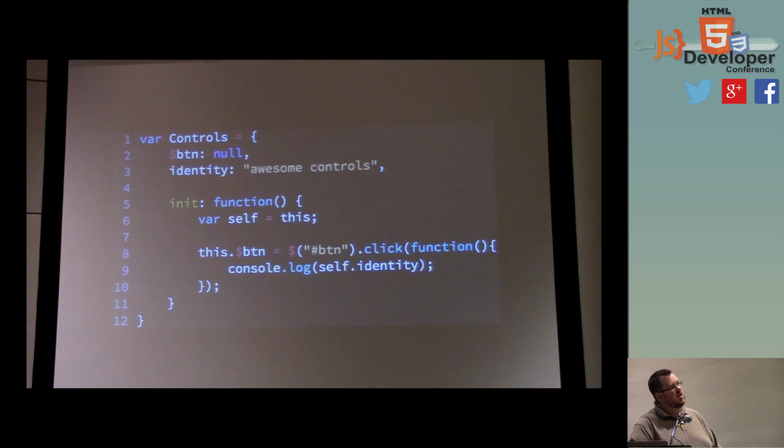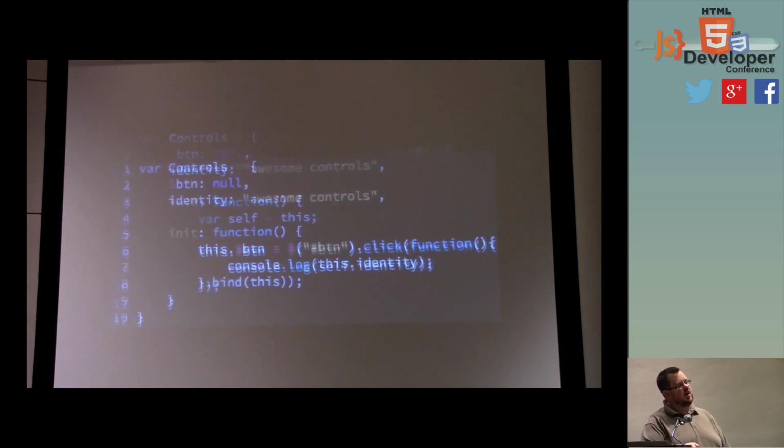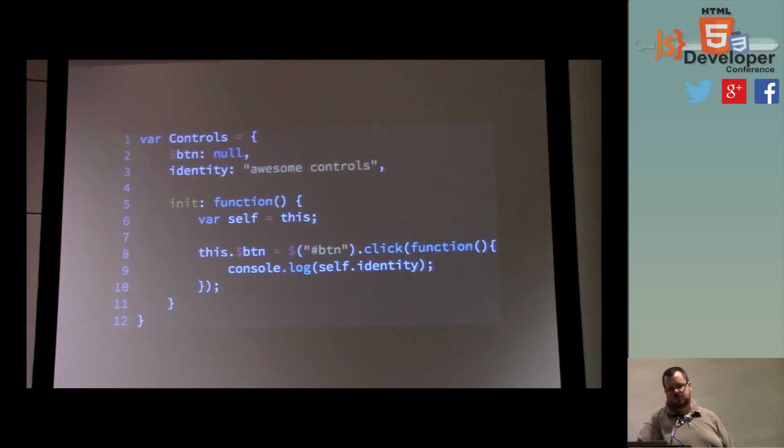Let me illustrate. Here I've got my beautiful, awesome controls object, and I obviously need to reference some properties on the controls object. But I get into this case where when I bind a click handler, jQuery internally is going to do a .call on that function and bind it to the DOM object, which is not what I want. So the usual solution that people do is this crap with var self equals this, and they reference the self inside of the function.